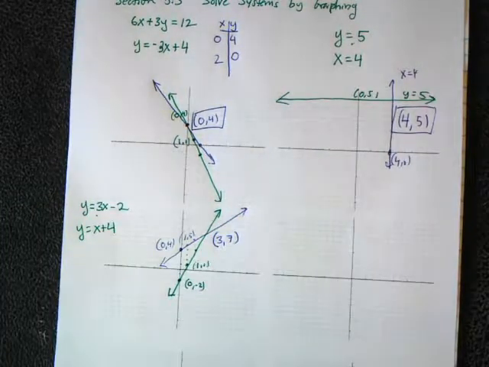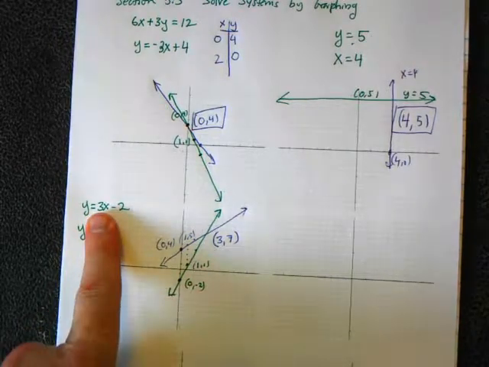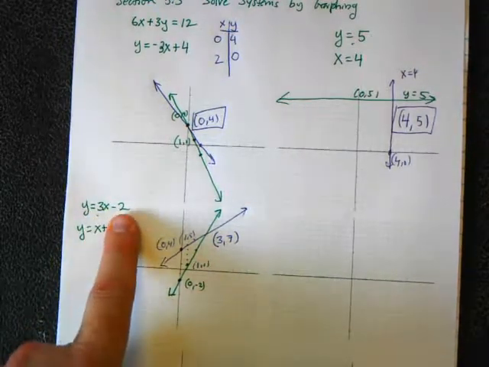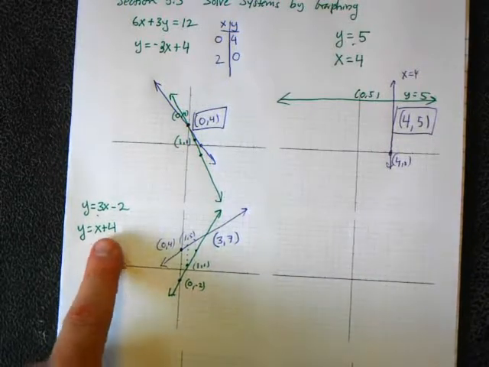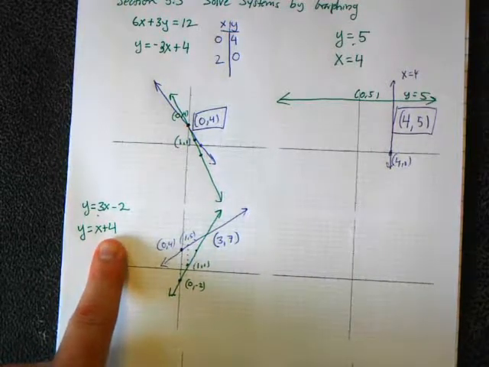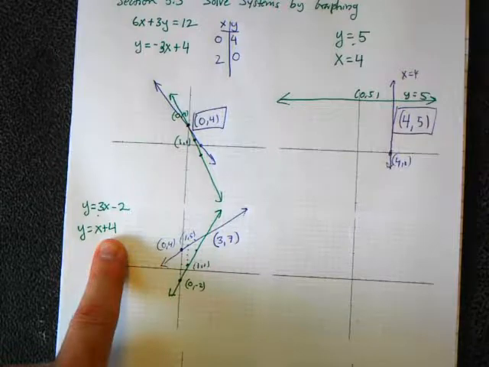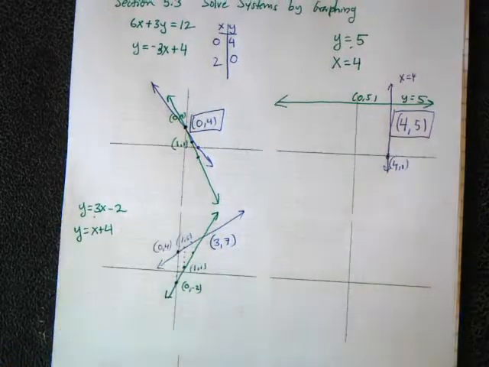Are we absolutely sure that 3, 7 is the right answer? Yes. Why? Let's plug it into both and check and make sure. If I plug 3 in, 3 times 3 is 9 minus 2 is 7. Plug 3 in here. 3 plus 4 is 7. Not 9. 7. All right. So what happened was not supposed to happen.